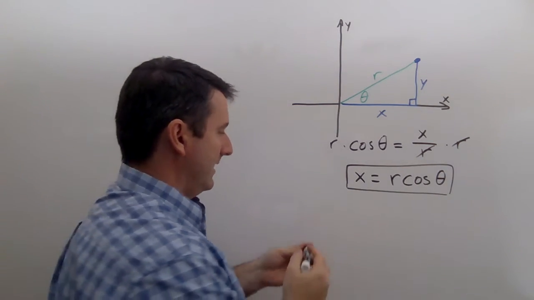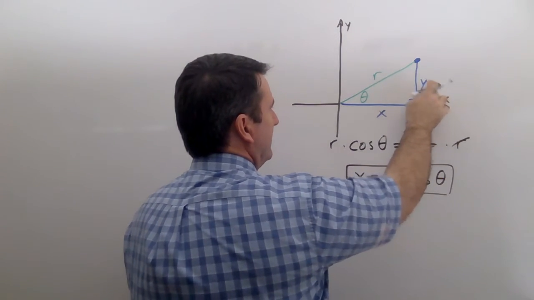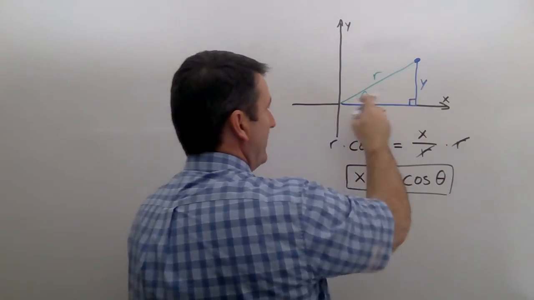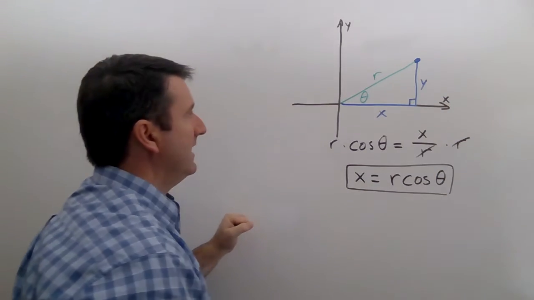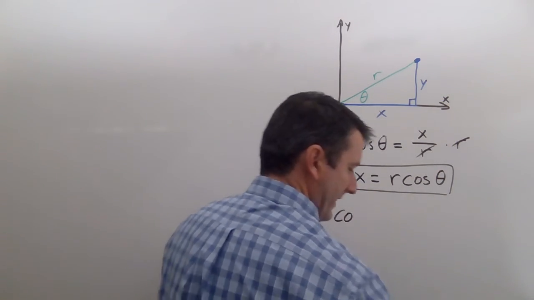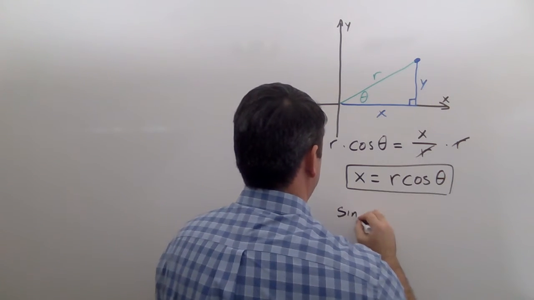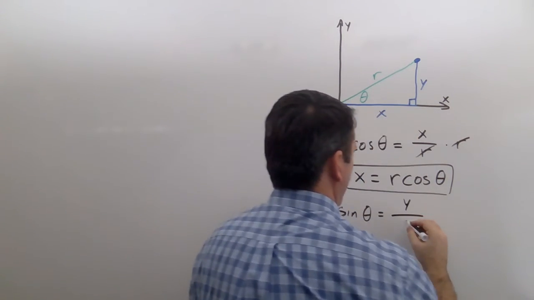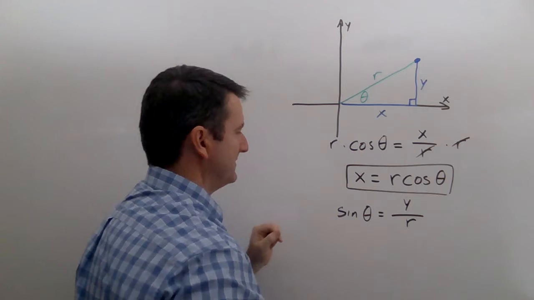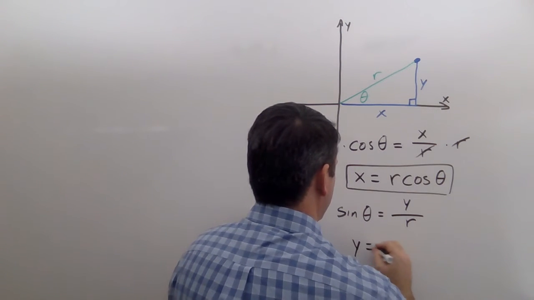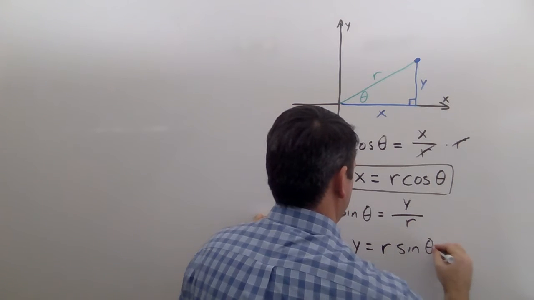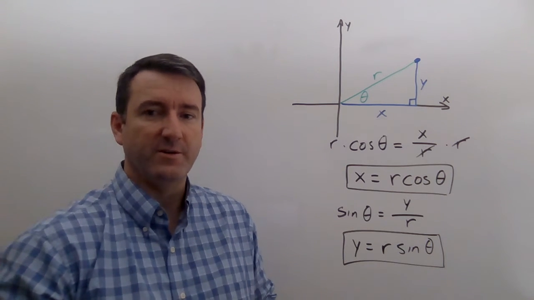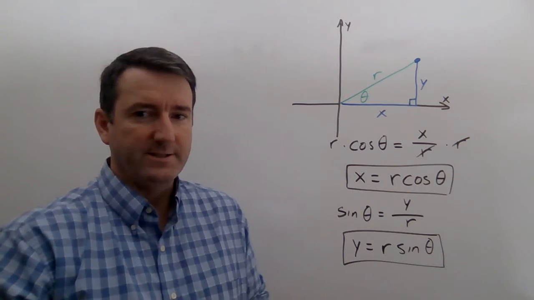Now let's figure out y. Well, y is the opposite side. So if we know the angle and the hypotenuse, and we're trying to find the opposite side, then we know that the sine of that angle is going to be equal to the length of the opposite side, which is y, over the length of the hypotenuse, which is r. And if we multiply both sides by r again, we get that y is equal to r times the sine of theta. So those two equations are the ones that we're going to use if we know r and theta and we're trying to find x and y.